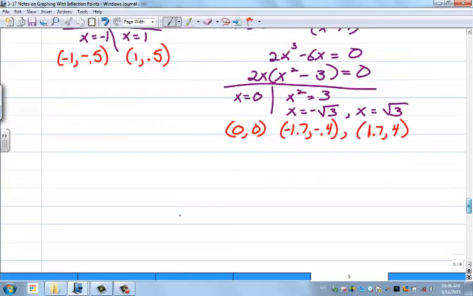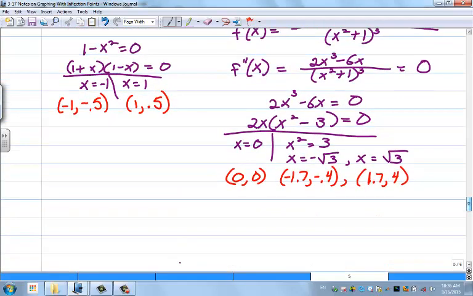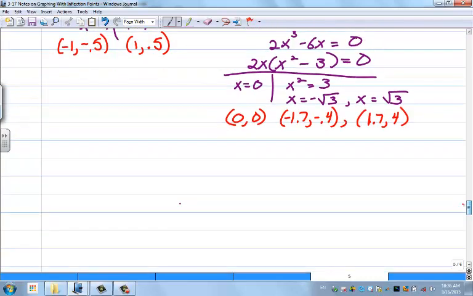People have an awful time with the algebra associated with this. They don't have such an awful time with the calculus. It's the algebra. Now I'm going to go ahead and do my number lines and include those on there.